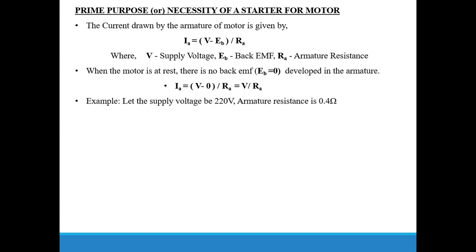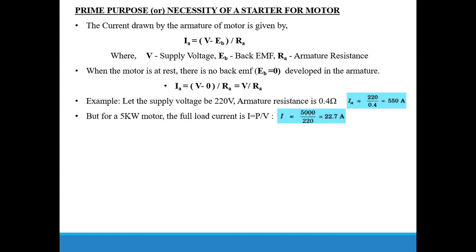For example, let the supply voltage be 220 volts, armature resistance is 0.4 ohm. Ia, the armature current, is equal to 220 divided by 0.4, which is equal to 550 amps. But for a 5 kilowatt motor, the full load current is given by the equation I = P / V, where P is 5000 watts, V is 220 volts. So the current value is equal to 22.7 amps. For a 5 kilowatt motor, full load current is 22.7 amps. But at the time of starting, the armature consumes 550 amps. It is a difference.